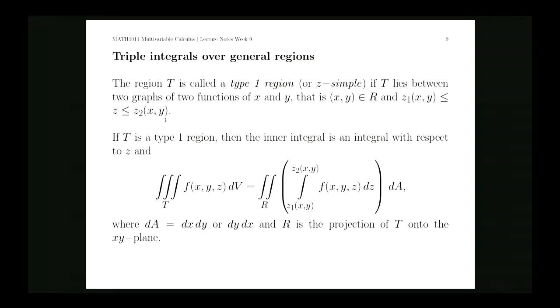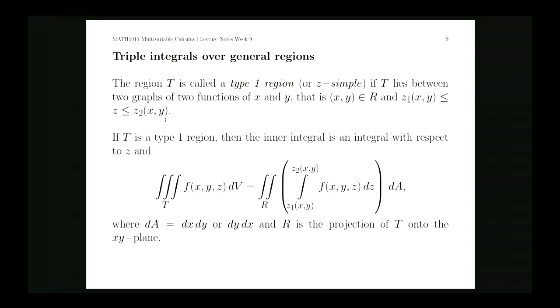Remember with double integrals we said horizontally simple or vertically simple. Here we say Z simple, X simple, depending on which order you want to do it in. So we say that a triple integral over a region is a type 1 region if it's most convenient to think of the region as bound between 2 surfaces, Z's a function of X and Y. That's what we've been doing with double integrals. So the first iterate is an integral with respect to Z, where Z sits between these 2 surfaces.